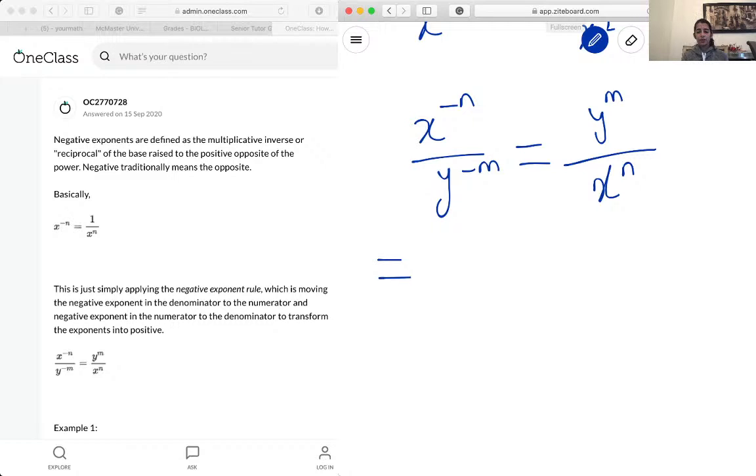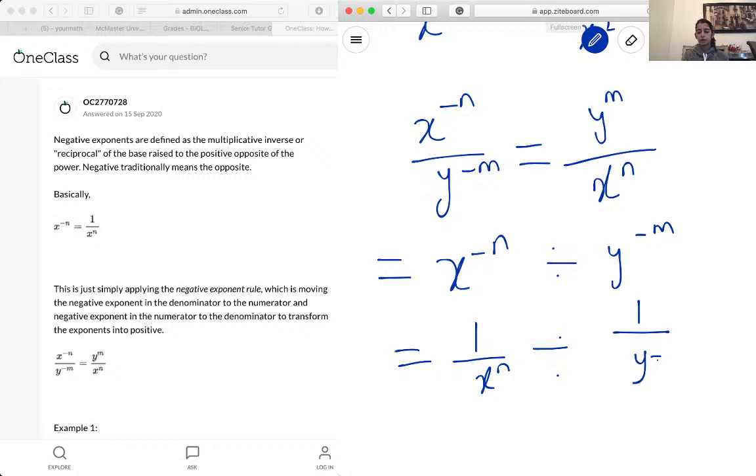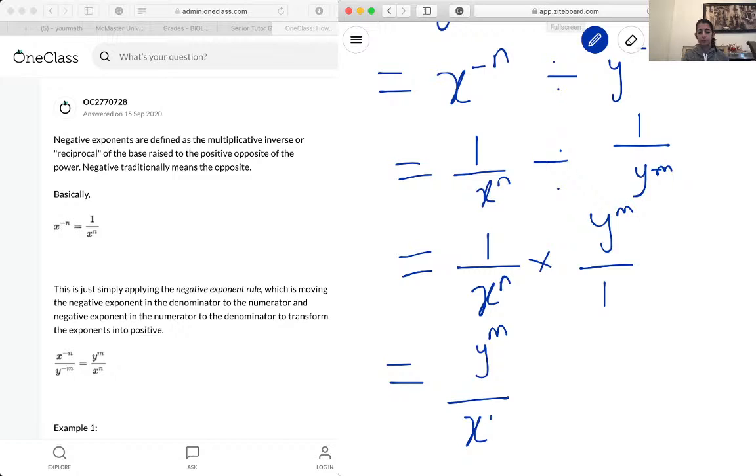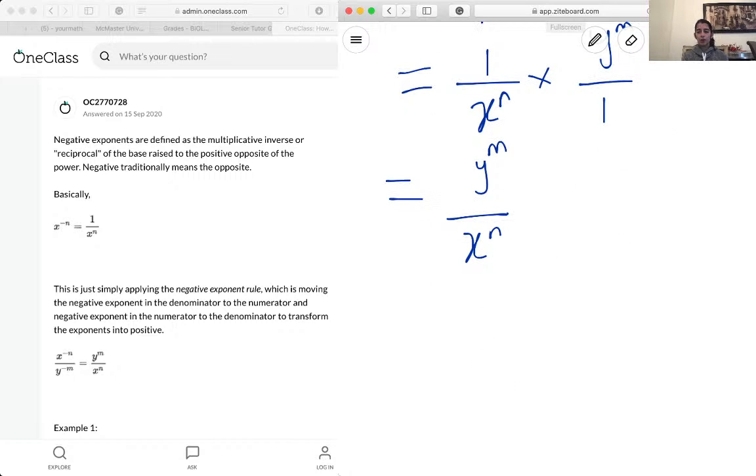If you want to break this down, you have x to the power of negative n being divided by y to the power of negative m. This becomes 1 over x to the power of n being divided by 1 over y to the power of m. When you change that to multiplication, take the reciprocal of this. So that becomes y to the power of m over 1, and that ends up being y to the power of m over x to the power of n. And that is basically how we got our answer.